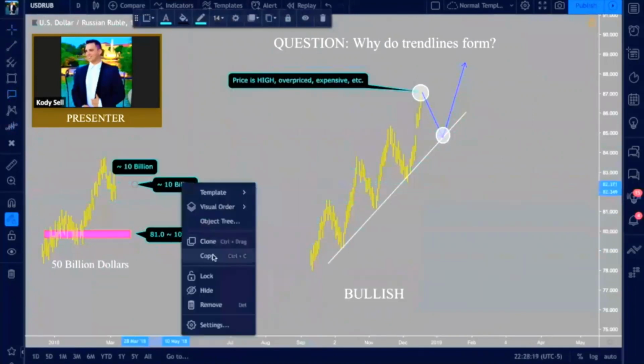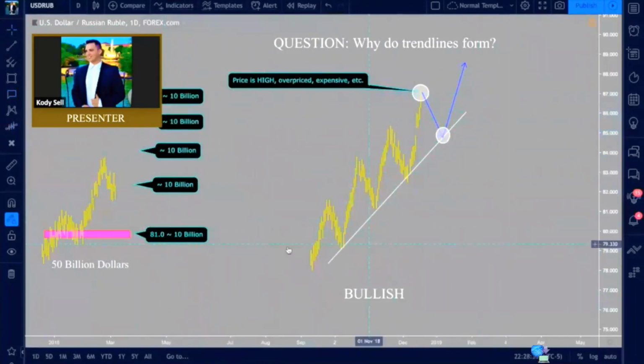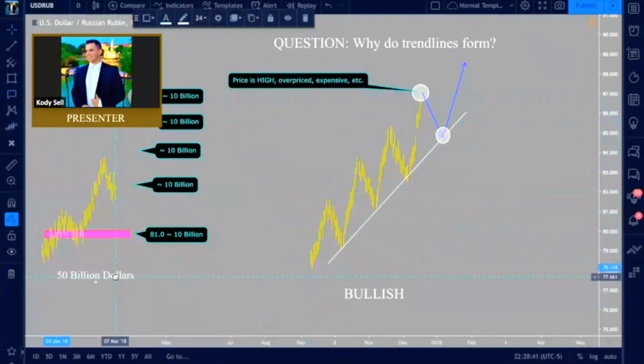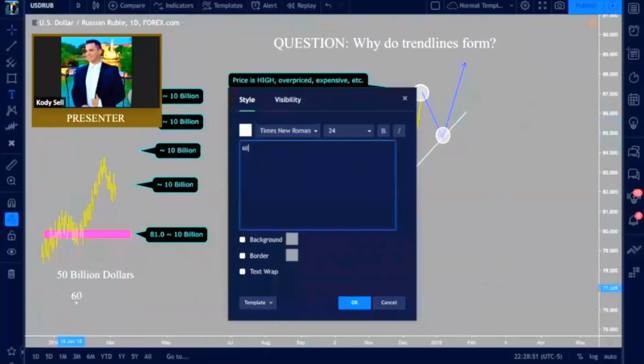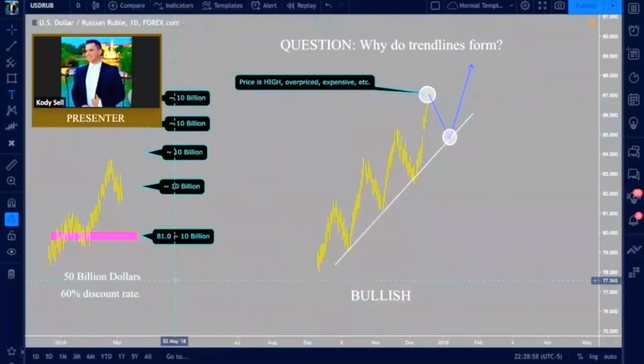So let's clone this, and then 1, 2, 3, and then let's move this up here as well. And then here's our final order. So they know that they need to do this a total of 4 more times to fill the entire $50 billion worth of order. So what they'll do is they say, okay, I'm going to come in at a 60% discount rate. And they're only going to fill their orders at the 60% discount rate.